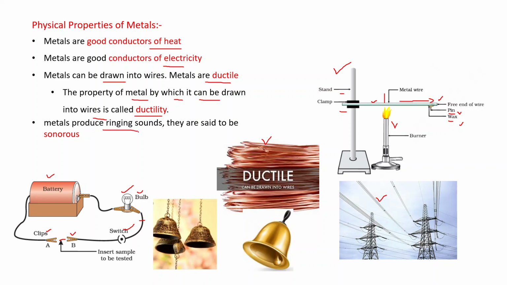Metals produce ringing sounds. They are said to be sonorous. When some metals are beaten or struck with any material, they produce sound. That's why we can say they are sonorous, and that's why metals are used to make bells in the temple or in the school also. See, these bells are made up of these metals due to the sonorous nature of these metals.